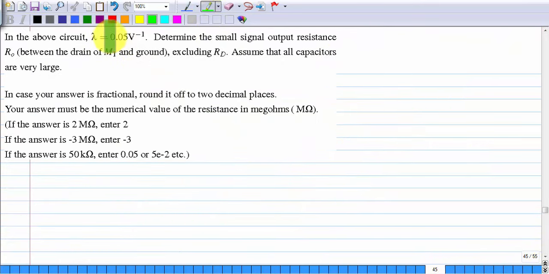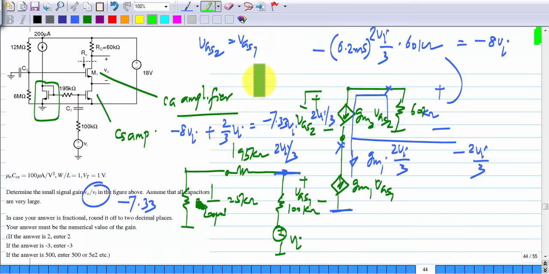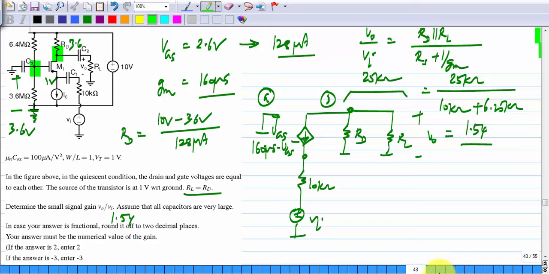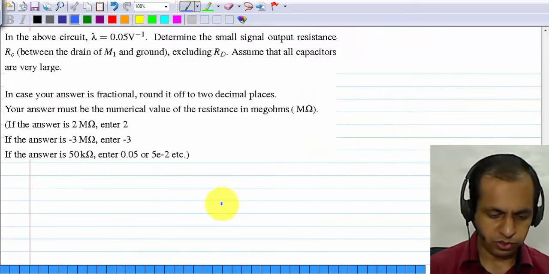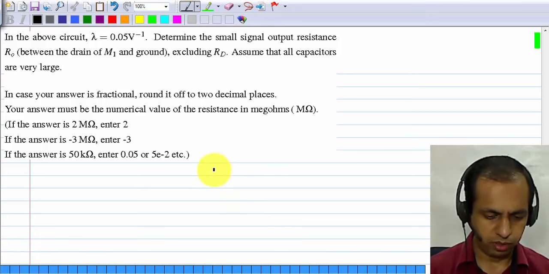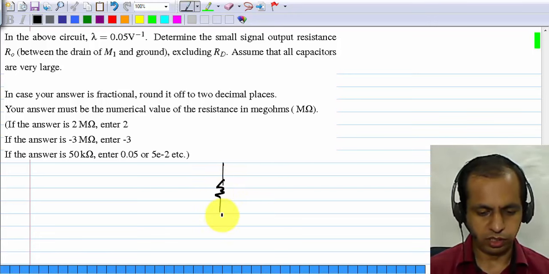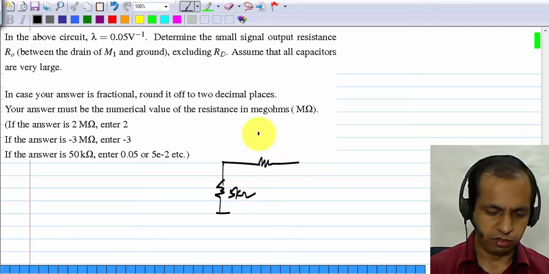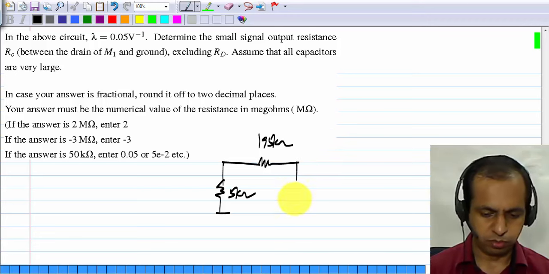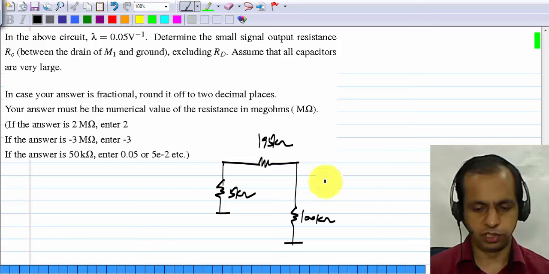And let's say in the same circuit lambda is 0.05. So you have to find the small signal output resistance looking into the drain of M1. And that's not very difficult. When you calculate the output resistance, you disable the input source. We have the small signal model where the diode connected transistor is replaced by a 5 kilo ohm resistor. We have 195 kilo ohm and 100 kilo ohm, and the input is set to 0, so that is grounded.